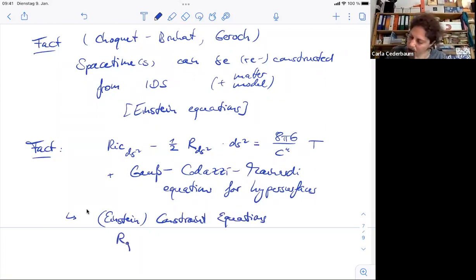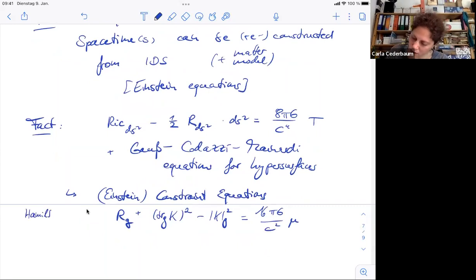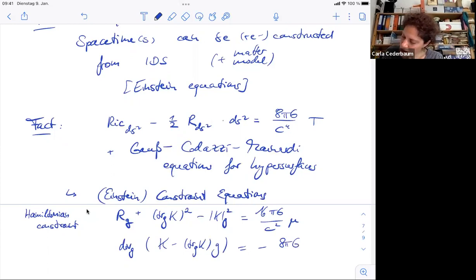Which read that the scalar curvature of the induced metric g plus H squared minus |K|_g squared is 16 pi G over c to the fourth times mu. That's the Hamiltonian constraint or energy constraint. And also the divergence with respect to g of K minus trace K times g is minus 8 pi G over c to the fourth times J, where J was the momentum density.